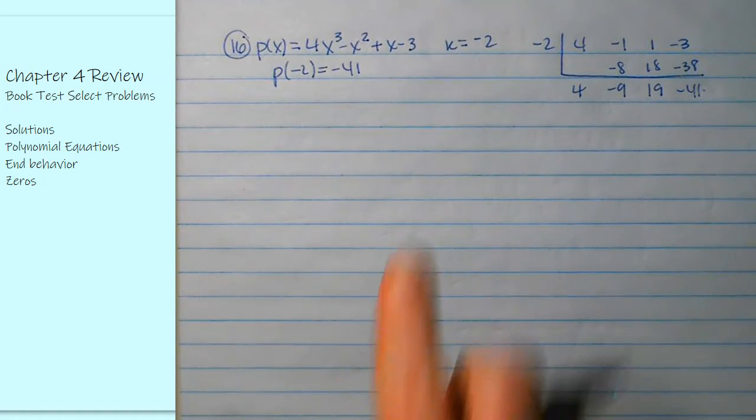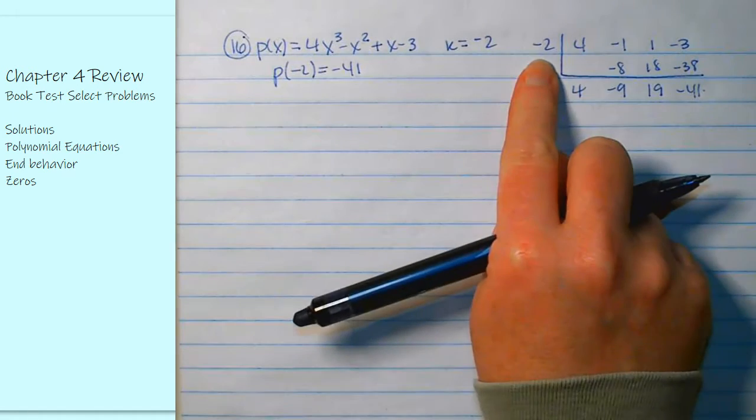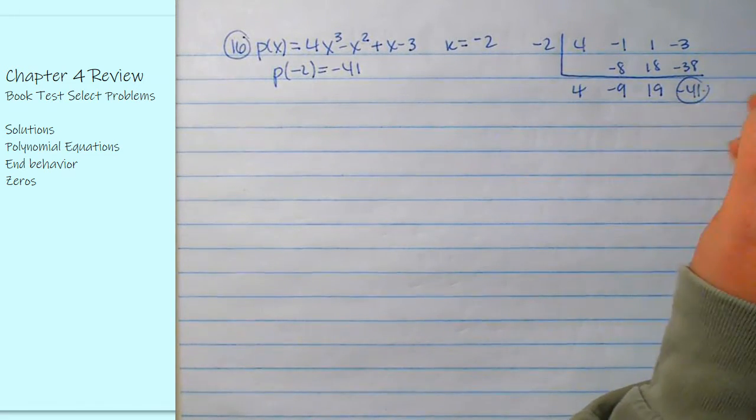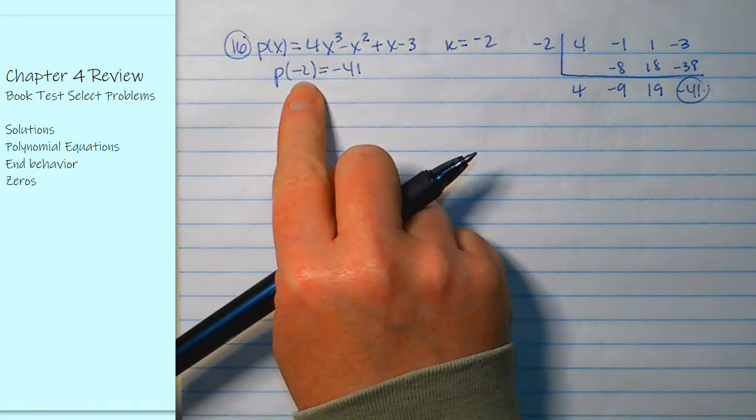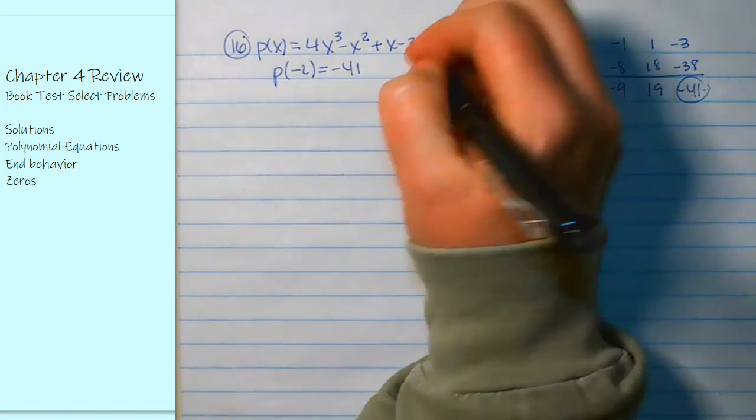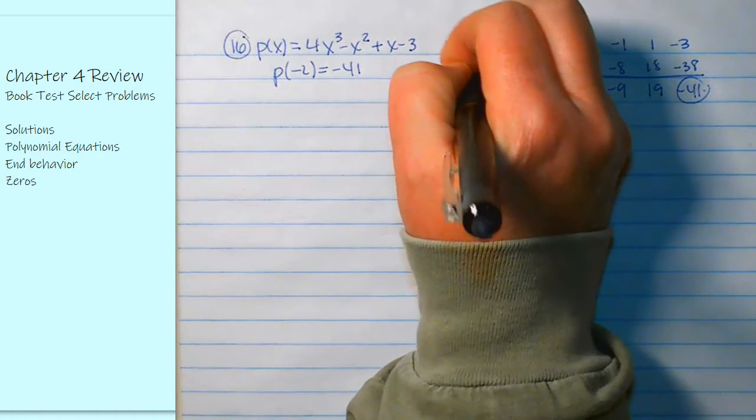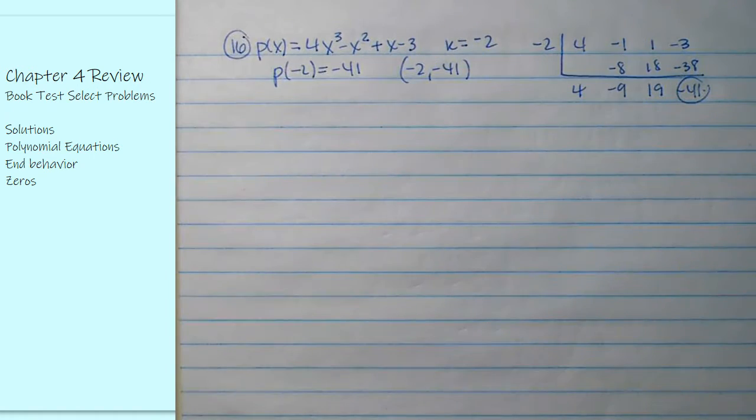16, same kind of problem, except we're trying negative 2 here. At the end, we get negative 41. That's the remainder. That means if we plug in negative 2, we get out negative 41. Don't forget that's a point. It's not a 0 because we didn't get 0, but it is a point on our graph for 16.